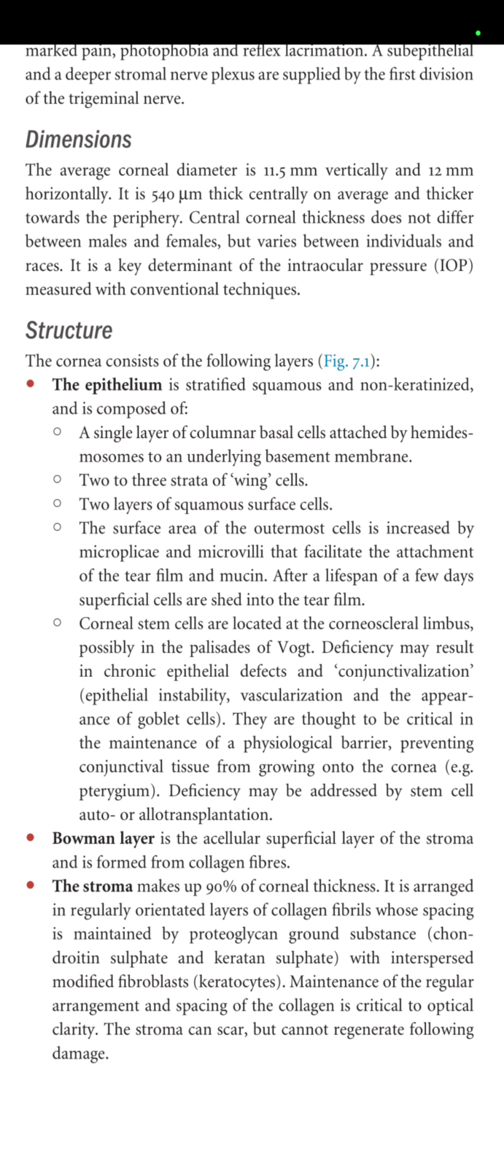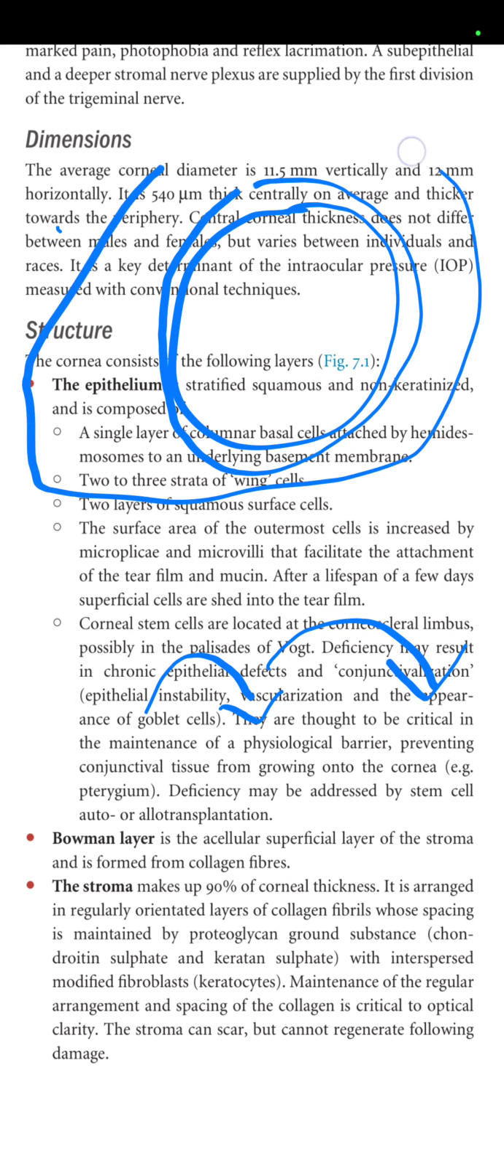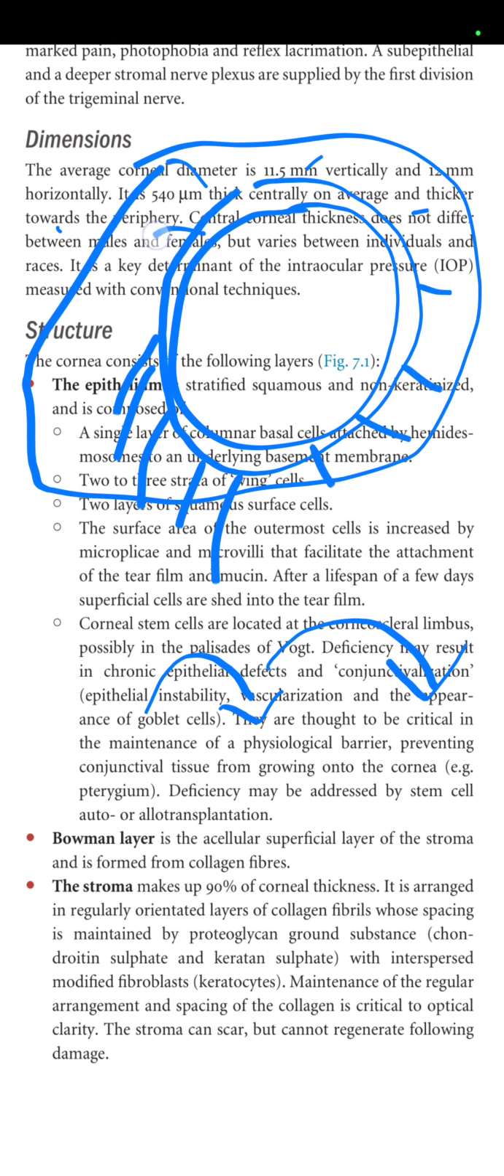Deficiency may result in a chronic epithelial defect and conjunctivalization. What is conjunctivalization? It is basically when the epithelium becomes unstable, and then there is vascularization, and then there is an appearance of goblet cells. So this is a cornea, and this is a limbus. Can you say this is an eye? So in the limbus, this is the palisades of Vogt, which has the stem cells.